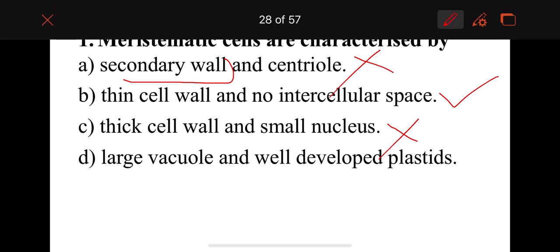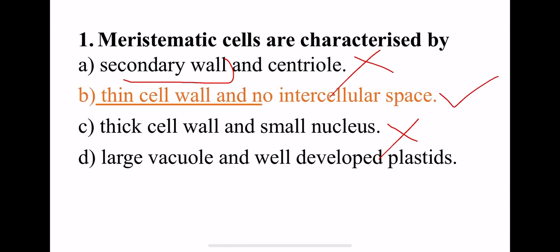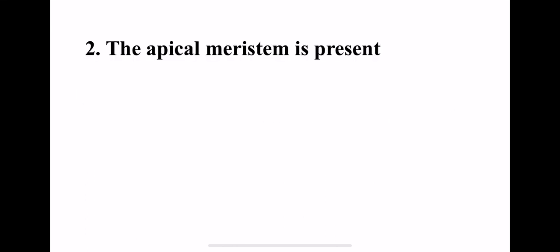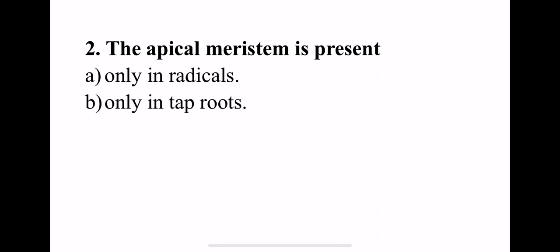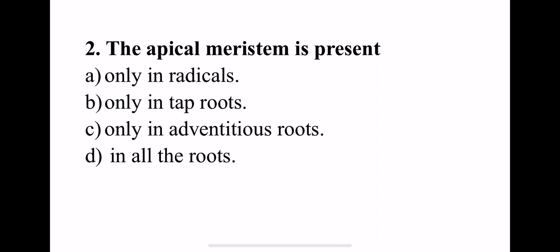And the next: apical meristem is present only in radicals, only in taproots, only in adventitious roots, or in all roots. Apical meristem is nothing but meristematic activity present at the tip of the plant. So all these three have apical meristem activity. The option is in all the roots.